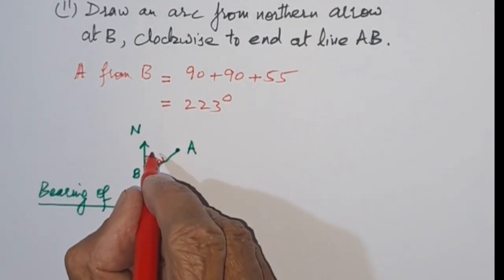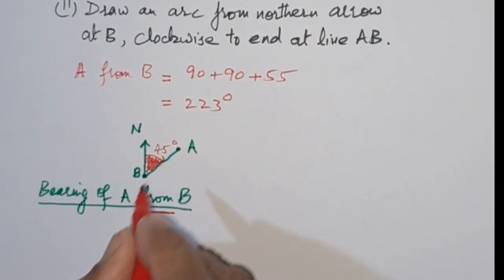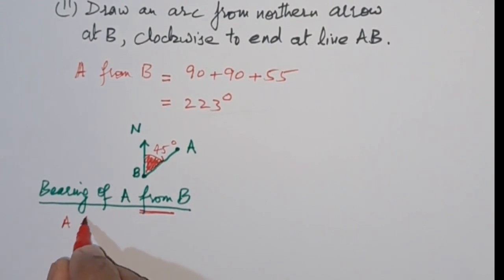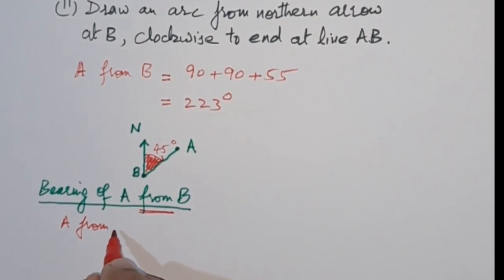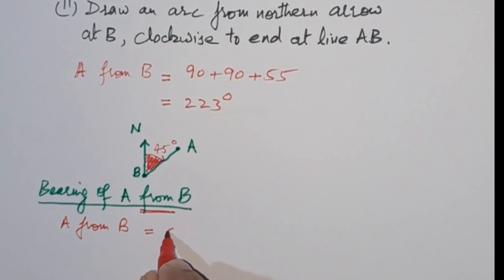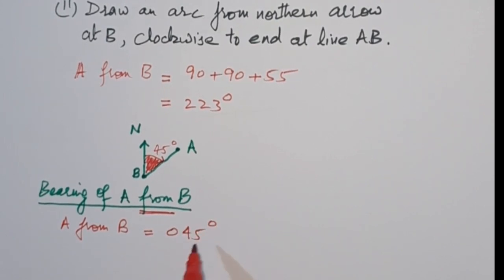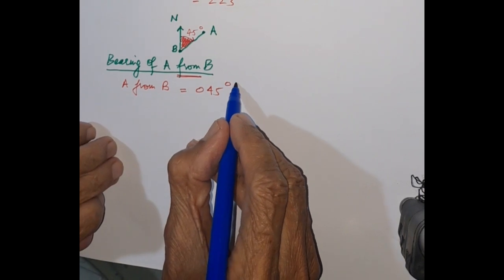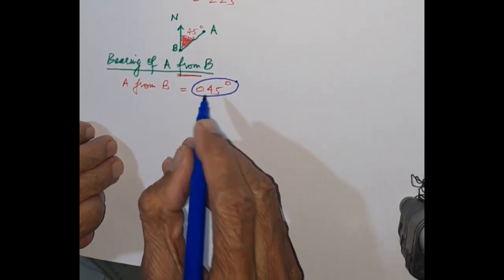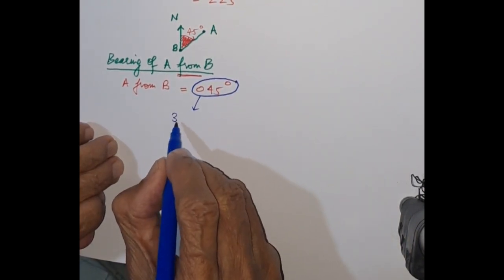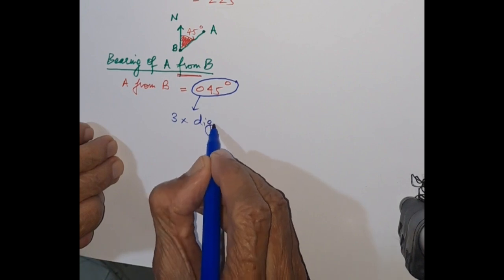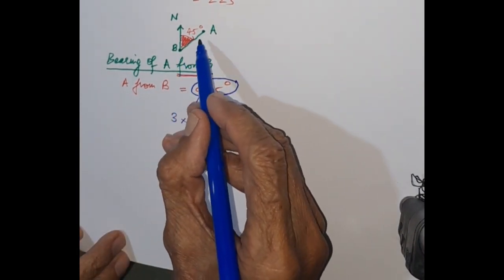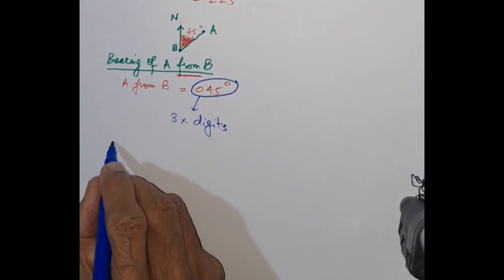If this angle is 45 degrees, then the bearing of A from B in this case will be equal to 045 degrees. And if you look at the answer, it is evident that the bearing is to be written in 3 digits. Bearing is to be written in 3 digits.